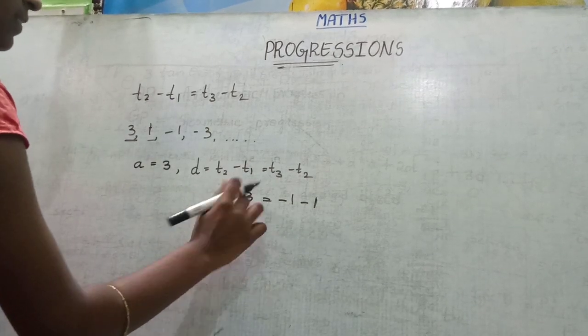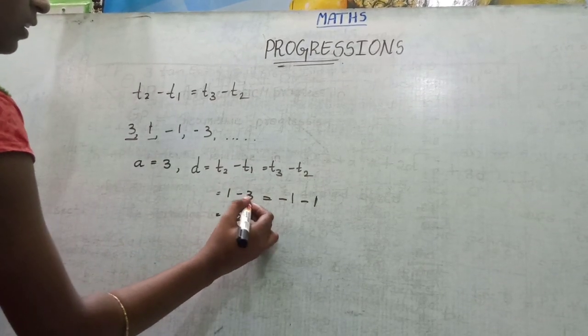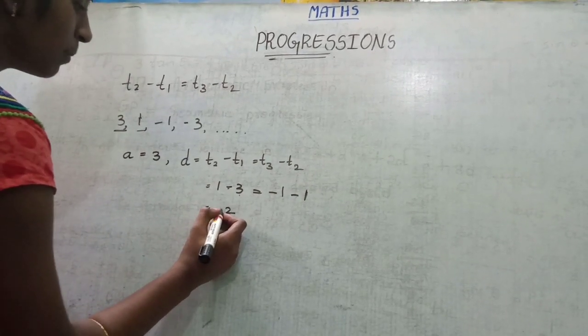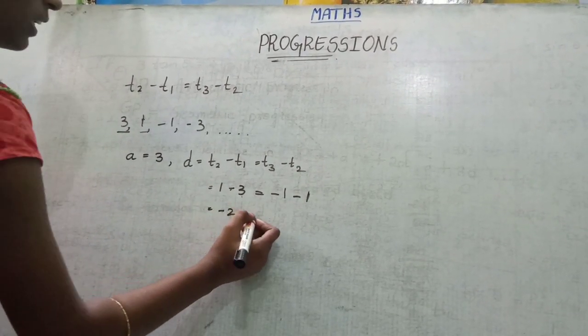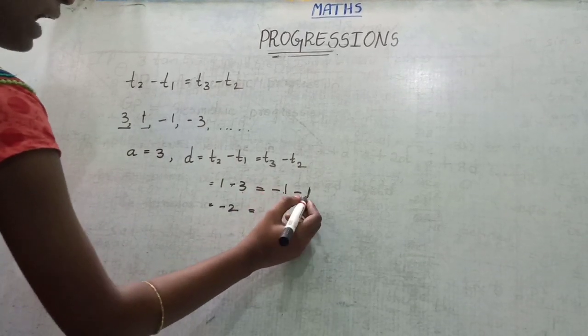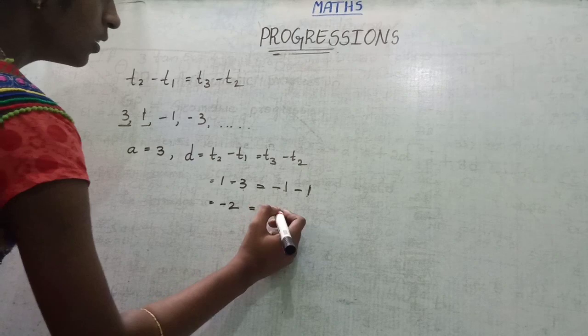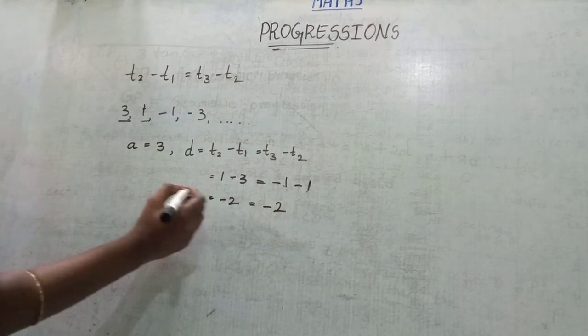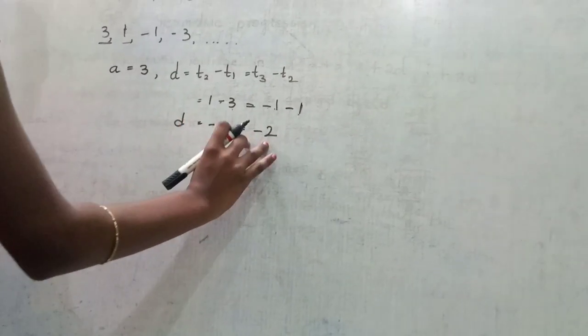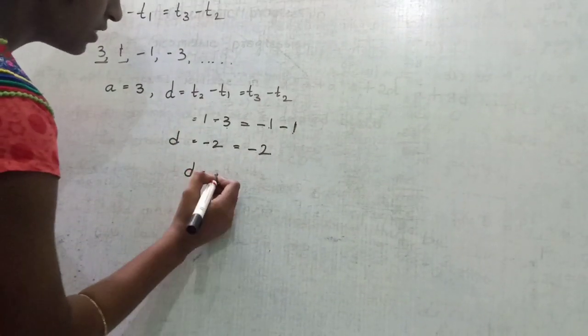In this, which is the biggest number? 3. For 3, what is the symbol? Minus. So, for the biggest number, we should keep its symbol. Minus into minus is plus, but we should add the numbers and keep the minus symbol. Now, the common difference is same on both sides. So, the common difference is minus 2.